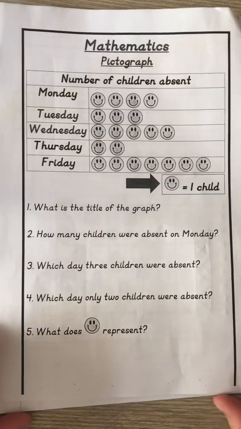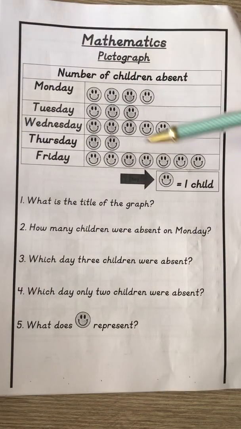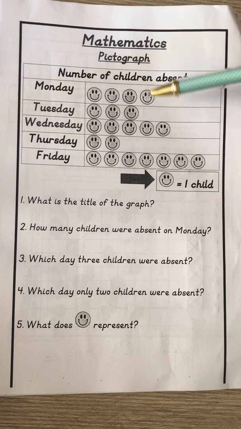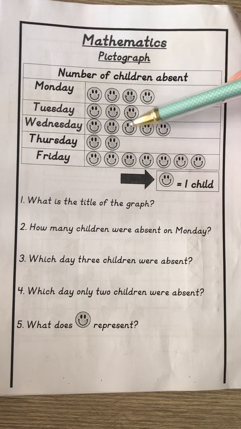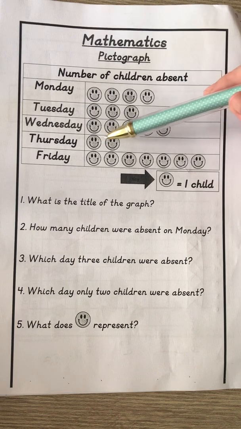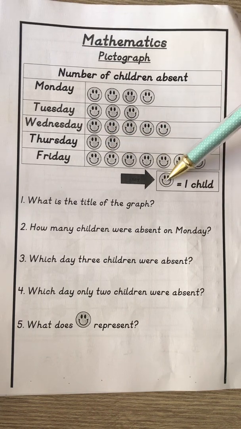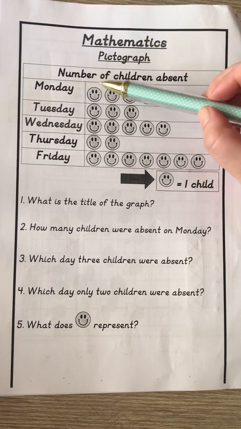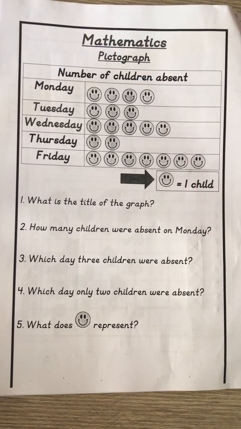I'm moving on to the last one. Easy peasy lemon squeezy, picture graph. Okay, they say, these were the number of children that were absent on these days. On Monday, this many children were absent. On Tuesday, this many. On Wednesday, these many. On Thursday, these many. And on Friday, these many. The key shows us one smiley, one child. So you can actually forget about the key. On Monday, 1, 2, 3, 4 were absent. Tuesday, 3 were absent. Very straightforward.